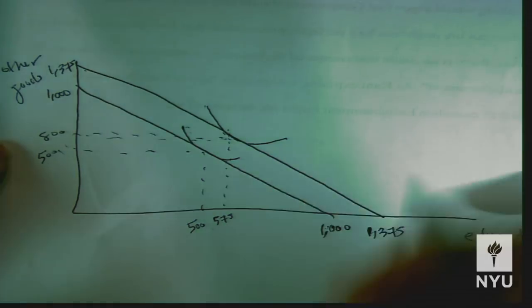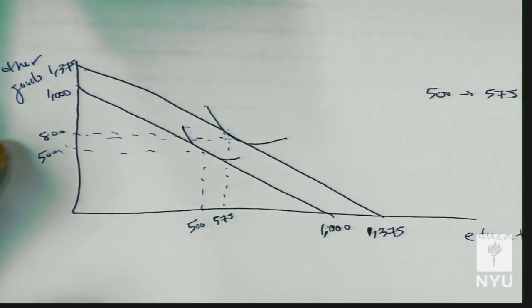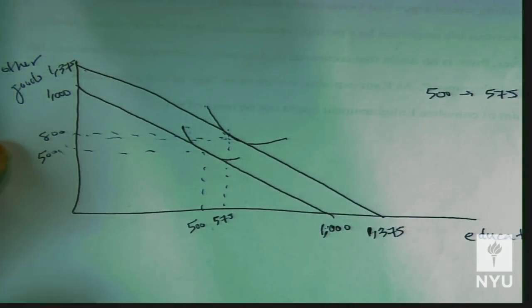So education spending went from 500 to 575. What drove this increase in education spending? Is there a substitution effect here? No, because the slope's exactly the same, right? Is there an income effect here? Yeah, right? This local government, this locality, this community is now richer. It's 375,000 richer, and it's going to choose to spend more on everything, including education. It chose to increase education spending by $75,000. Okay. So here's the tricky question.